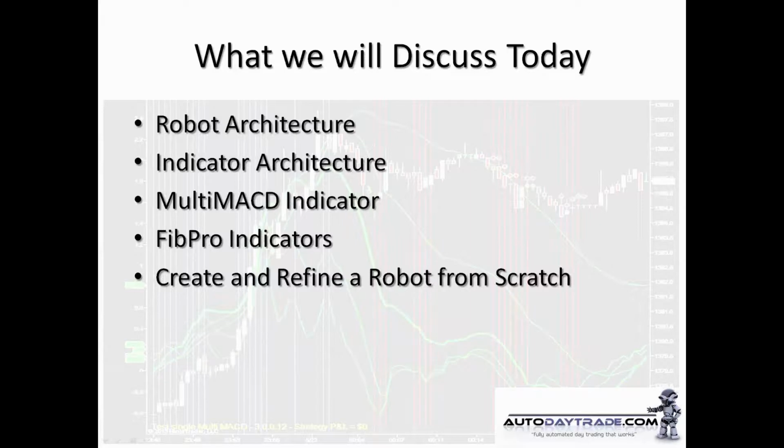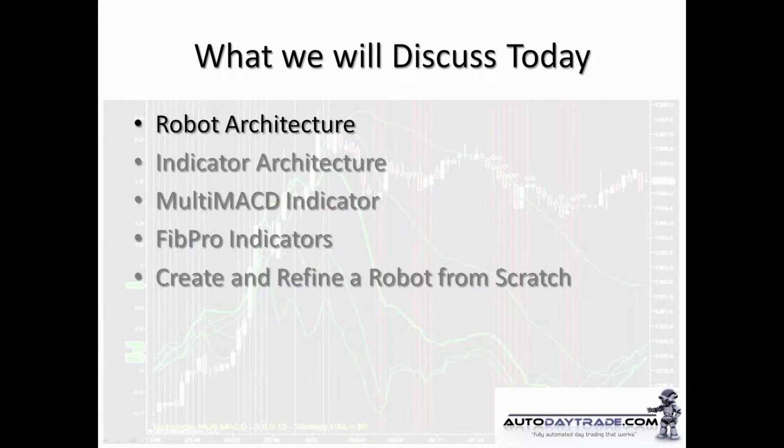Here's what I hope to cover today. We're going to do a quick overview of the robot architecture, and discuss more in depth AutoDayTrade.com's indicator architecture, which is substantially different than other trading platform providers' indicators. Then I'm going to introduce another of AutoDayTrade.com's indicators, the MultiMACD Indicator, and go over the functionality of our FibPro Indicators. Finally, we're going to create and refine a robot from scratch. This is so much fun, I really think you'll love it. Ready? Okay, here we go.